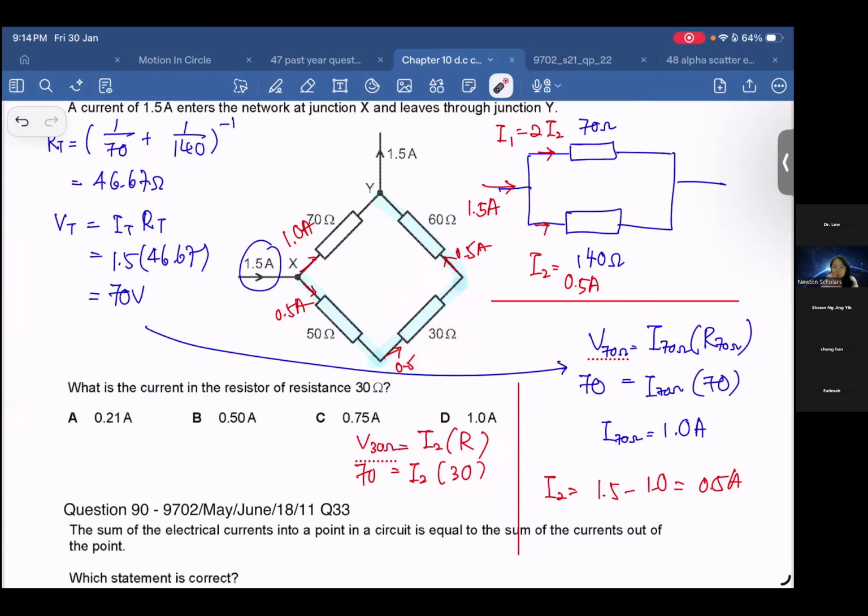Can you tell me what is my mistake if I do it this way? This is a common mistake made by students. That's why I want to tell you. Can any of you detect what is the problem here? I want to find the current for the 30 ohm. Then voltage for the 30 ohm equals current I2 times the resistance of 30 ohm. It looks like it makes sense, dear. But what is the problem? Chonghan, are you able to tell me why I can't do so?